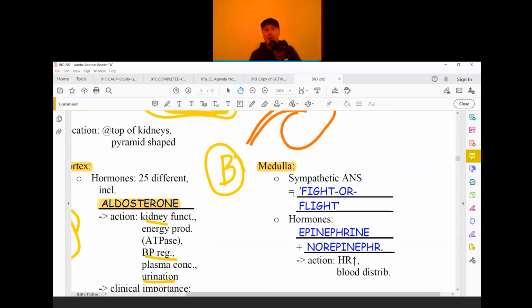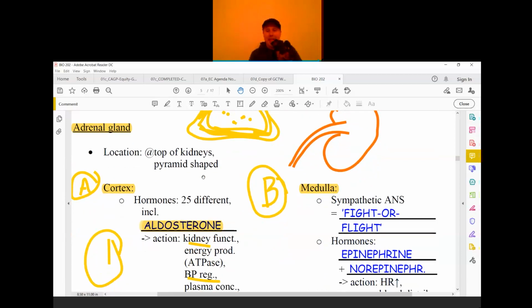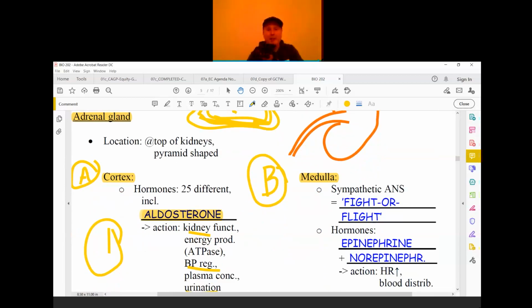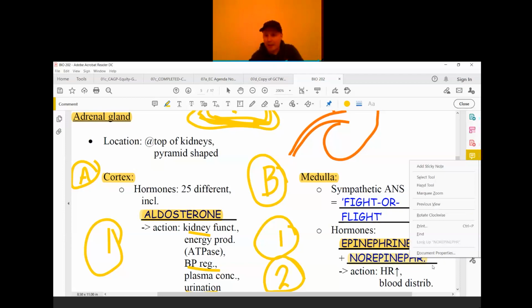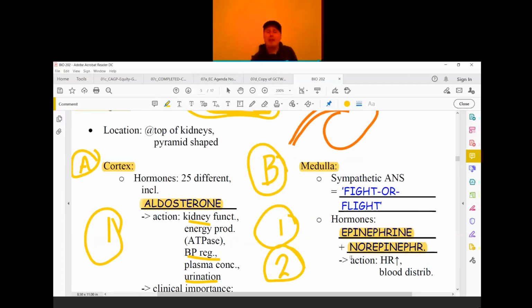Well, let's have a look at the medulla of the adrenal gland. Two hormones that I want to highlight from there are epinephrine and norepinephrine. Those are two important hormones for us to know, and these play a role in increasing your heart rate, for example, and affecting how your blood is distributed in the body. Really, overall, they play a role in all of these sympathetic nervous system responses.